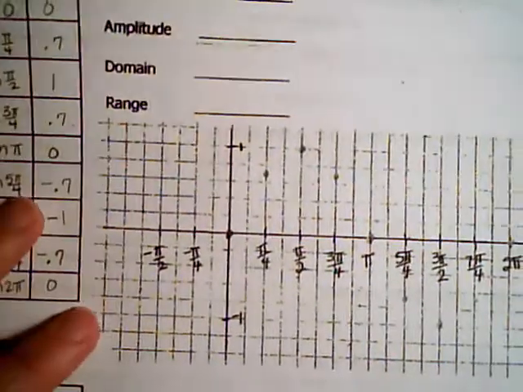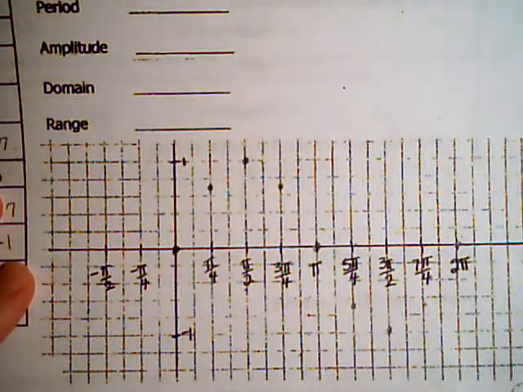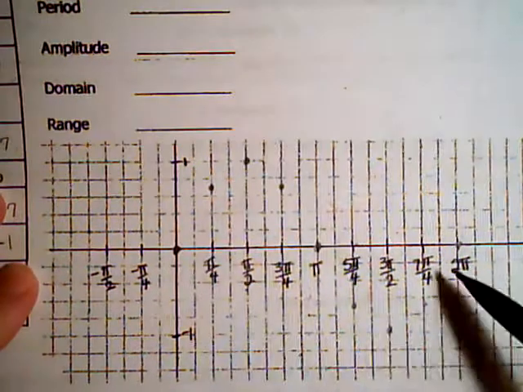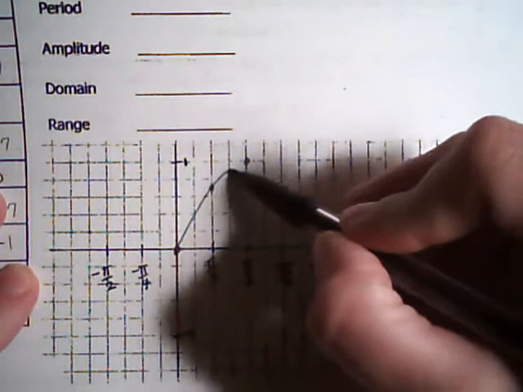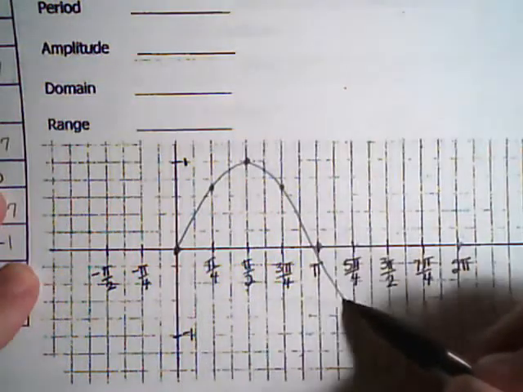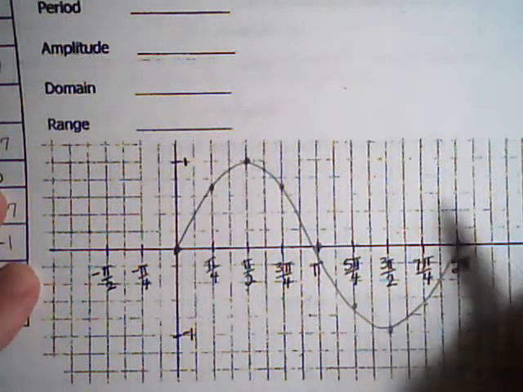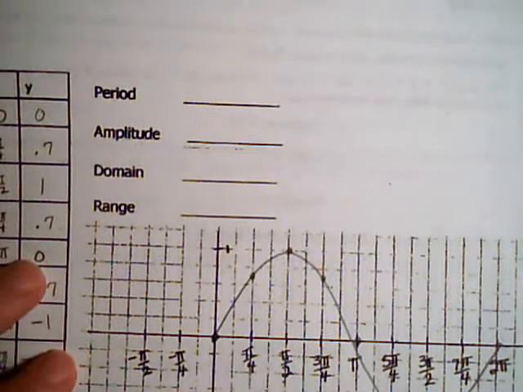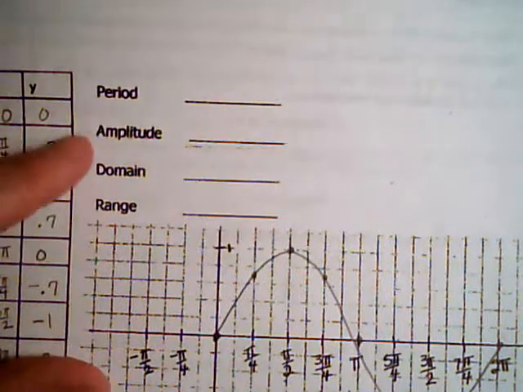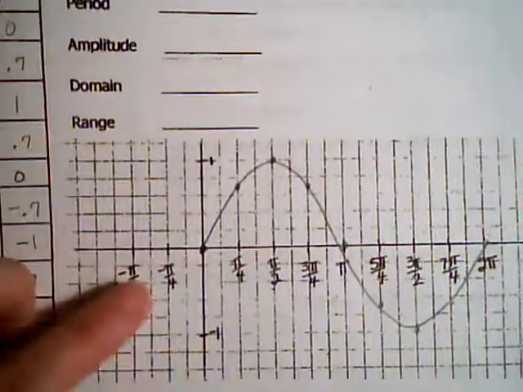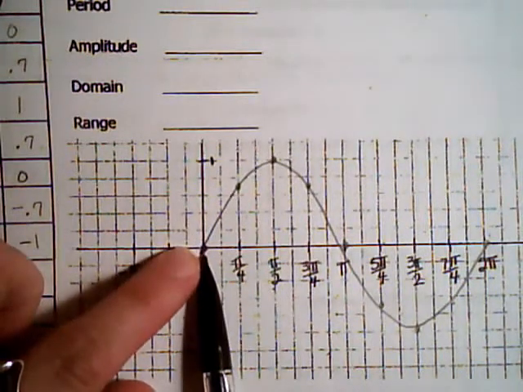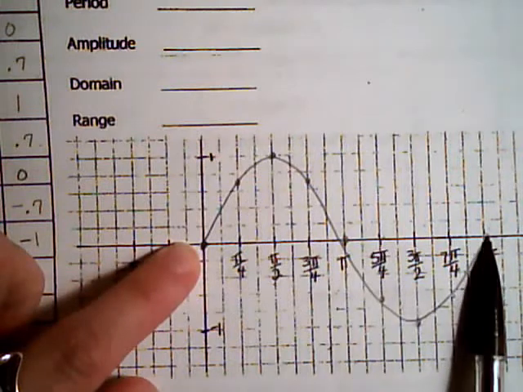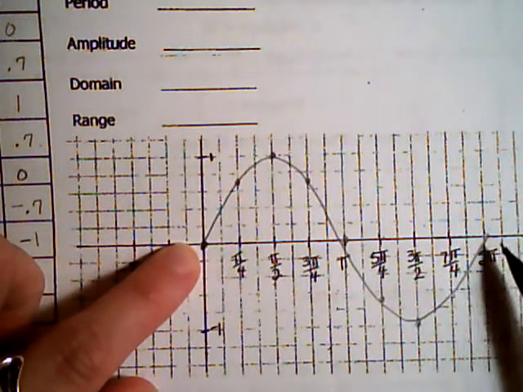Okay, the graph that we have here, if you can see where I've graphed my points, if I connect my points, we get the graph of the sine function, or the sine wave. This would be one complete wave of the sine wave. If you notice here, we have some terminology we need to talk about. Period is the distance from the beginning of the wave to the end. One complete wave of the sine function.